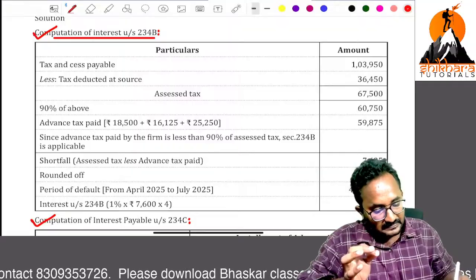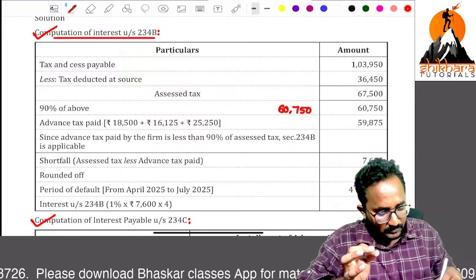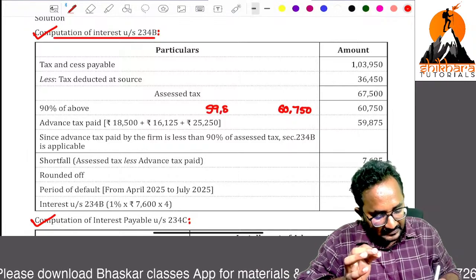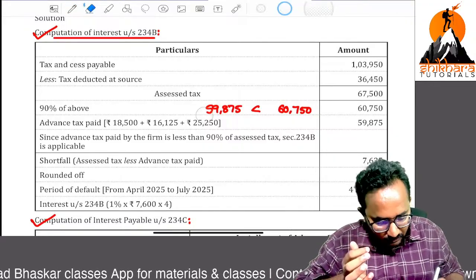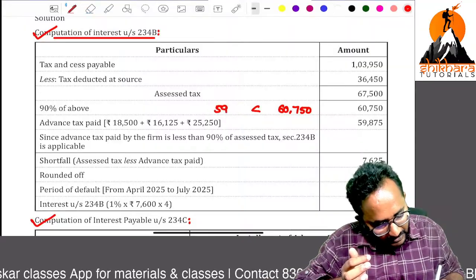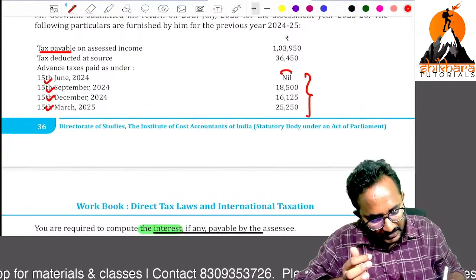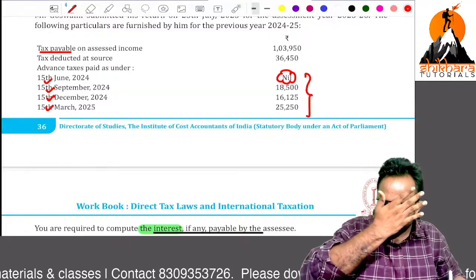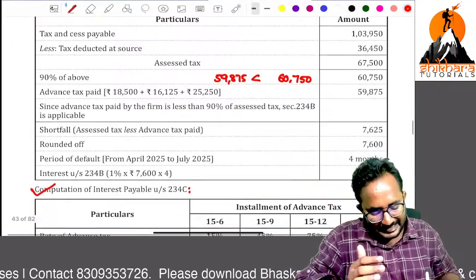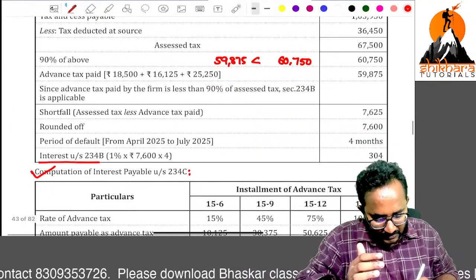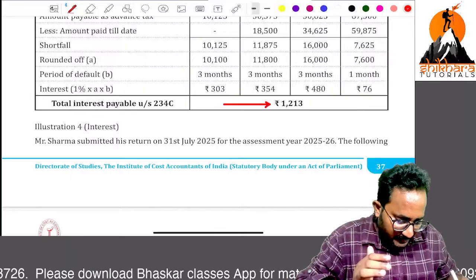If you compute 90% of the assessed tax, what is that, ma? 60,750 we got. And the advance tax already paid is 59,875. Definitely we are required to calculate the advance tax. 59,875 only we paid. So if you do the total, you did not pay the first installment, remember properly. So deferment happened in the first installment. So first you can calculate the 234B interest, then 234C also. You can follow my own format. You can get all the things easily.